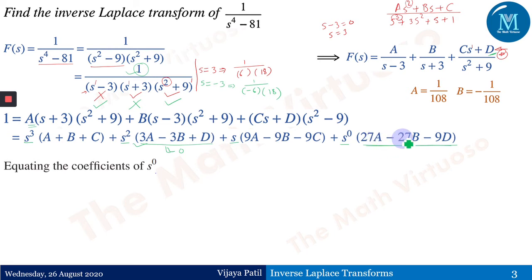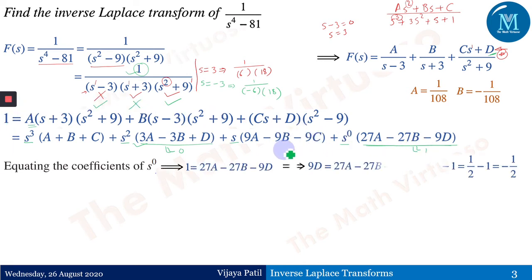That is 27a minus 27b minus 9d equals 1, because here also we have got a constant as 1. One and the same you will get by both the methods. You will get the same answer, that is d equals minus 1 by 18. So just go ahead with these calculations.